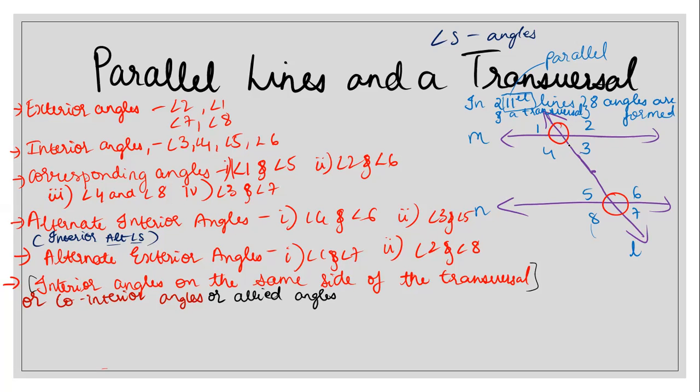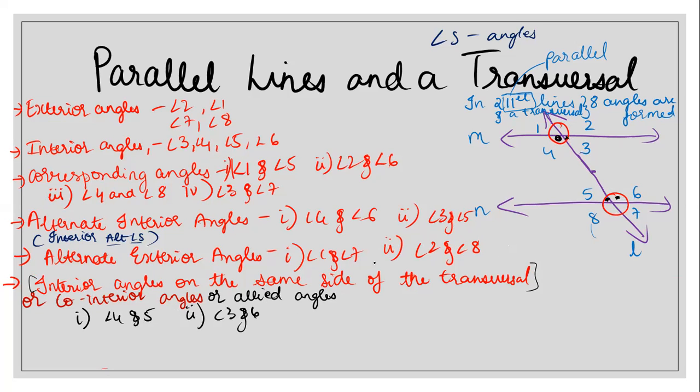That means in this case, let's take the left hand side, angle 4 and angle 5. So these two are one pair. Angle 4 and angle 5 are interior angles on the same side of the transversal. Similarly, angle 3 and angle 6 as well. Angle 3 and angle 6 are what? Interior angles on the same side of the transversal.